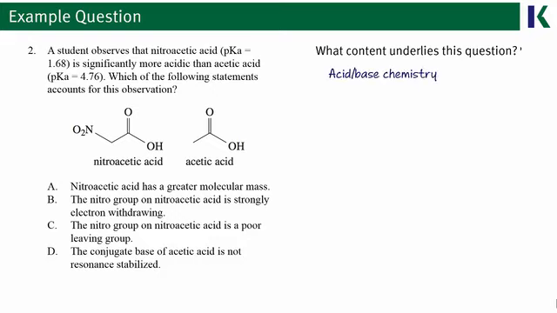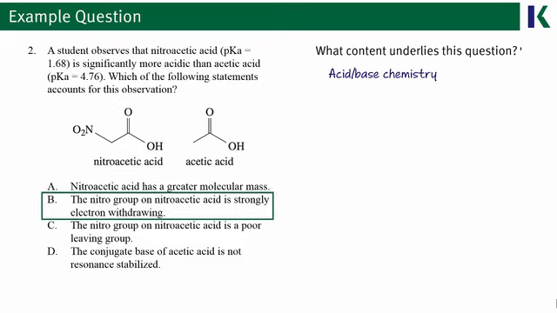So this question has nitroacetic acid, acetic acid, it's got pKa values. This is definitely going to be an acid-base chemistry question. And therefore, for our plan step, the age-old question is, what makes a compound more acidic? Well, a more stable conjugate base is the answer, so execute. Our prediction can be anything that makes nitroacetic acid's conjugate base more stable is going to make nitroacetic acid a stronger acid. Take a second and find the answer that stabilizes nitroacetic acid's conjugate base.